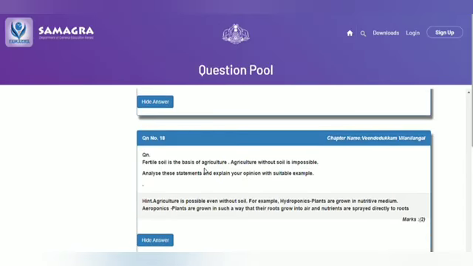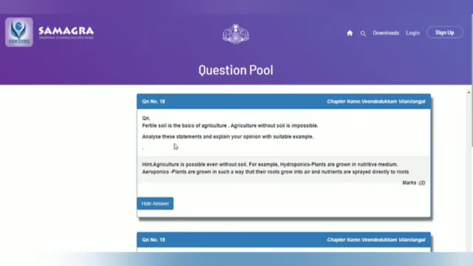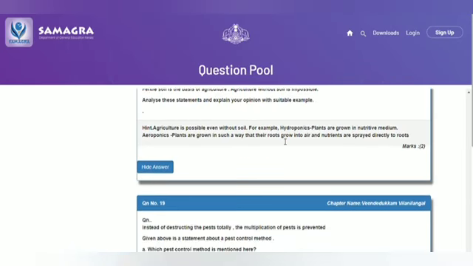Fertile soil is the basis of agriculture. Agriculture without soil is impossible. Analyze this statement and explain your opinion with a suitable example. Agriculture is possible even without soil. For example, hydroponics, where plants are grown in a nutritive medium. Aeroponics, where plants are grown in such a way that the roots grow in air and nutrients are sprayed directly to the roots.